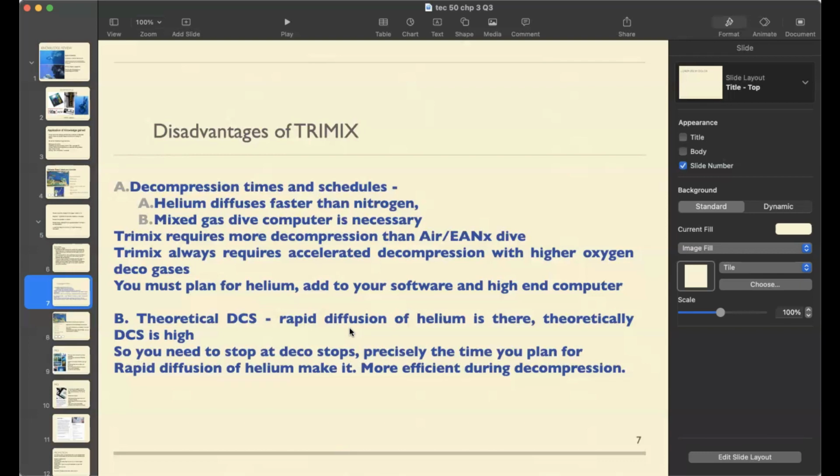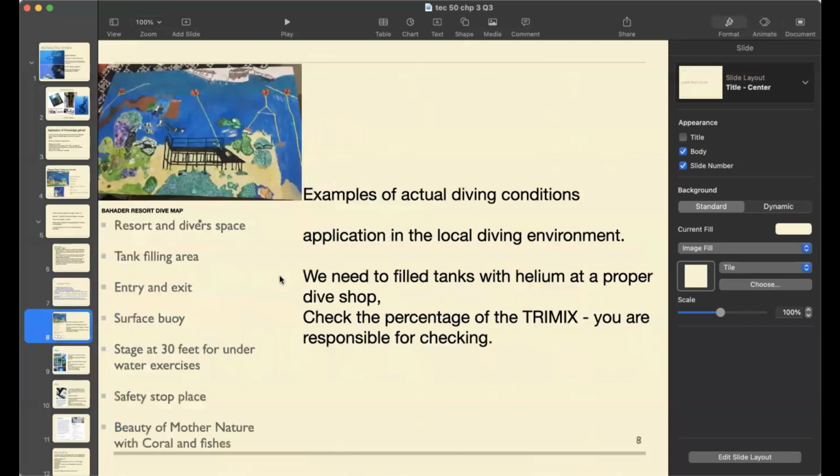That's important. Theoretical DCS: the rapid diffusion of helium is there, so the chance of DCS is very high in this. If you miss your deco stop, the chance of DCS is much higher with helium. So the rapid diffusion of helium makes decompression more demanding. This is the disadvantage of helium.